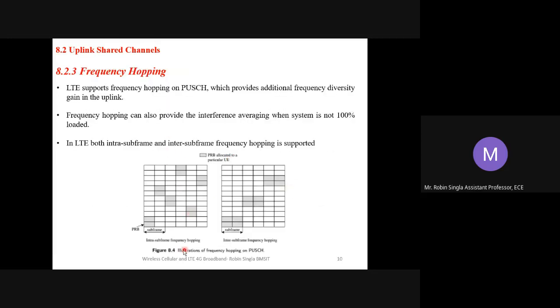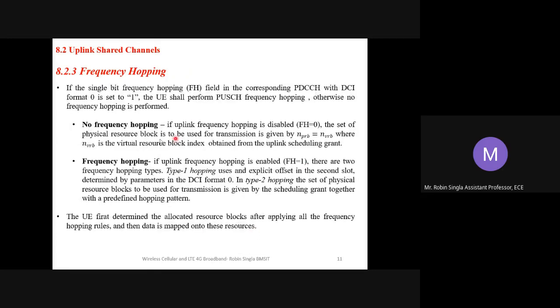And then frequency hopping, interframe or intraframe, interframe. And then how we will know whether frequency hopping is happening or not? It will be told by DCI format 0, in which second bit is frequency hopping flag. Frequency hopping flag. If it is a 1, it means frequency hopping is there. If it is a 0, it means no frequency hopping.